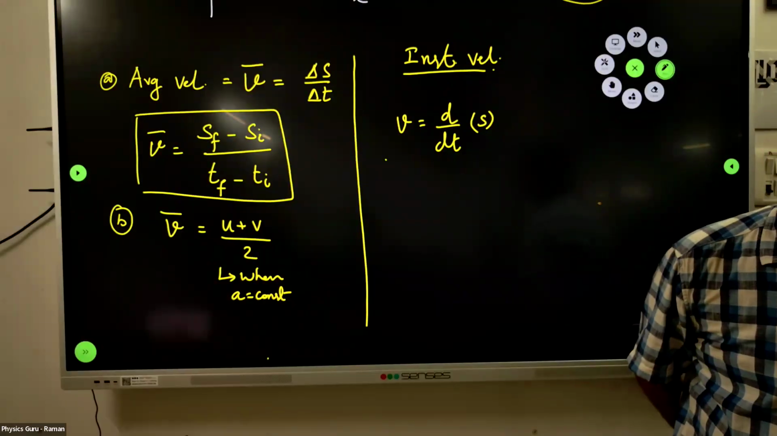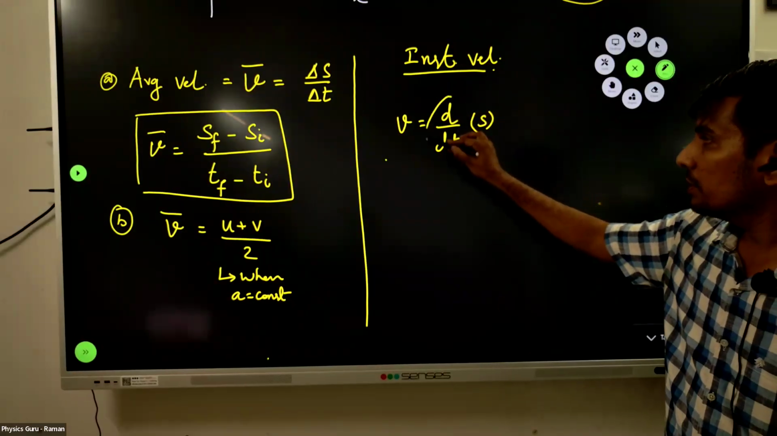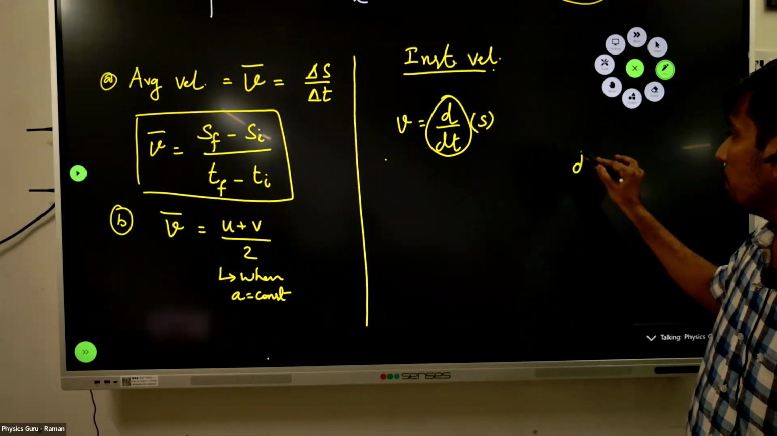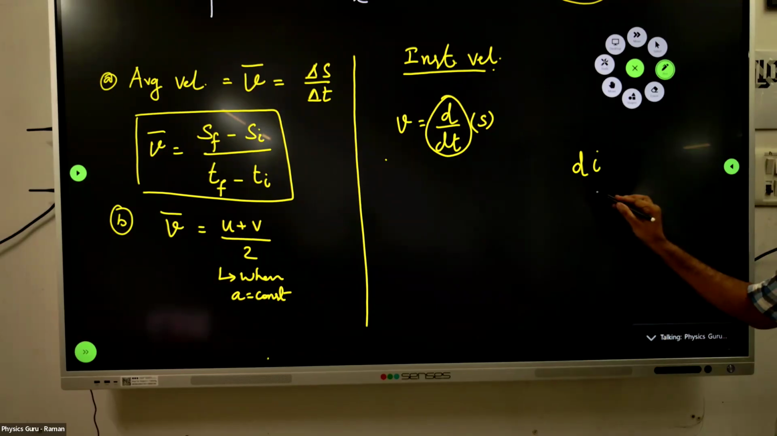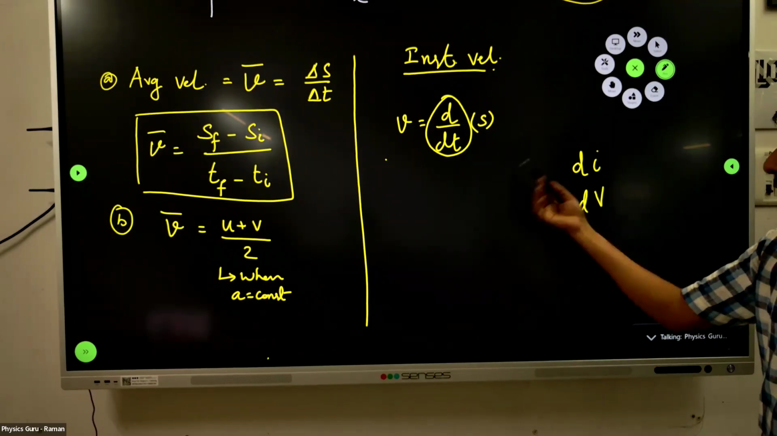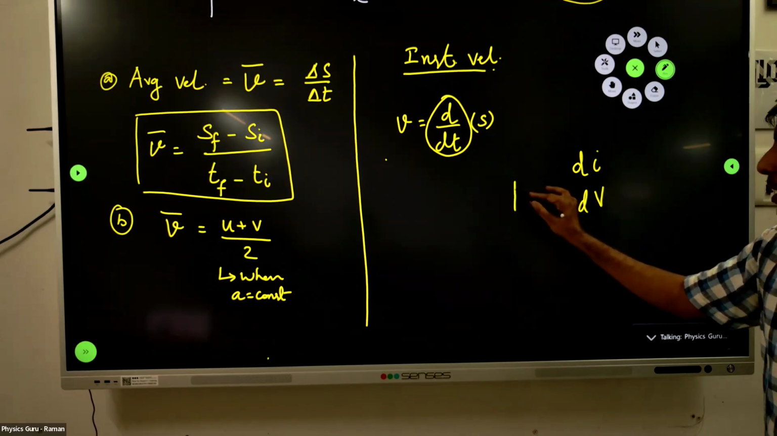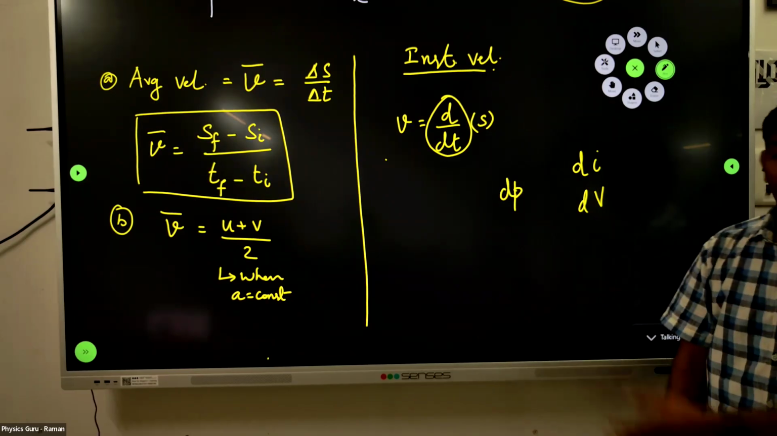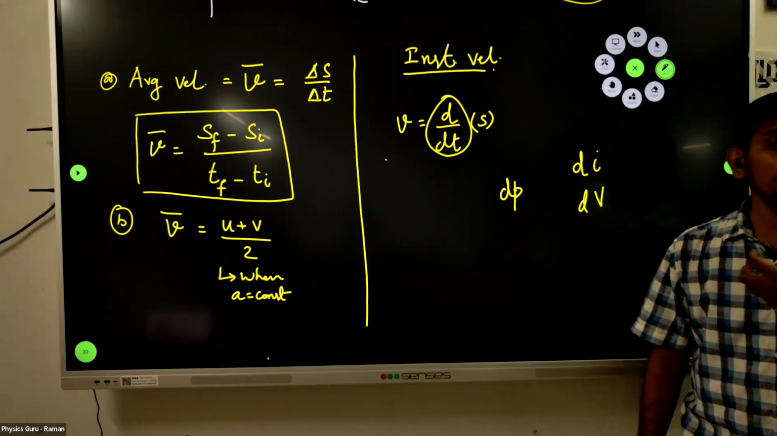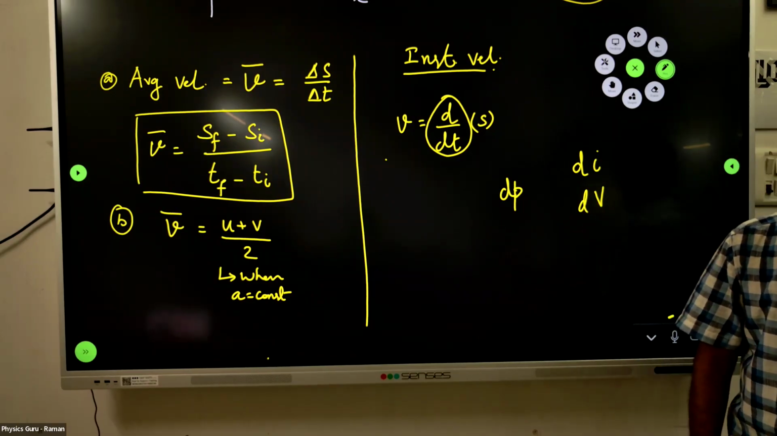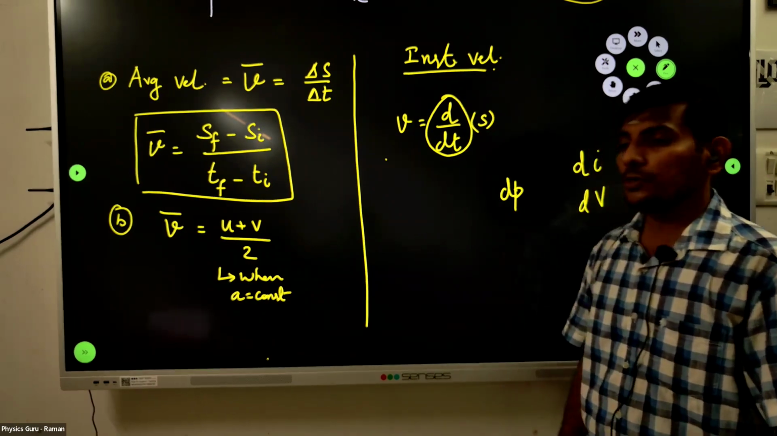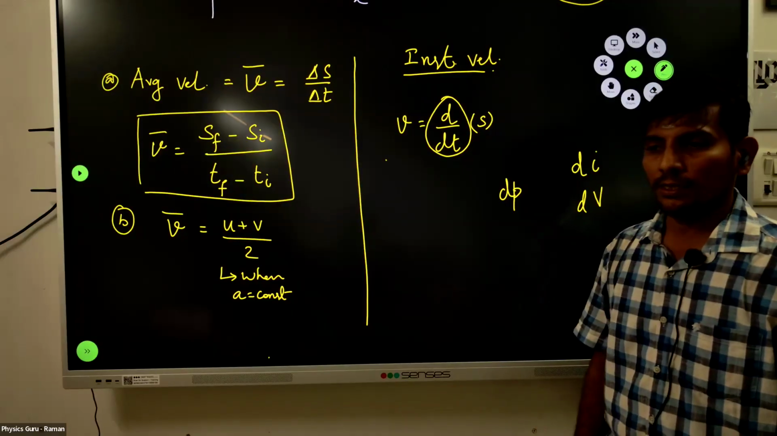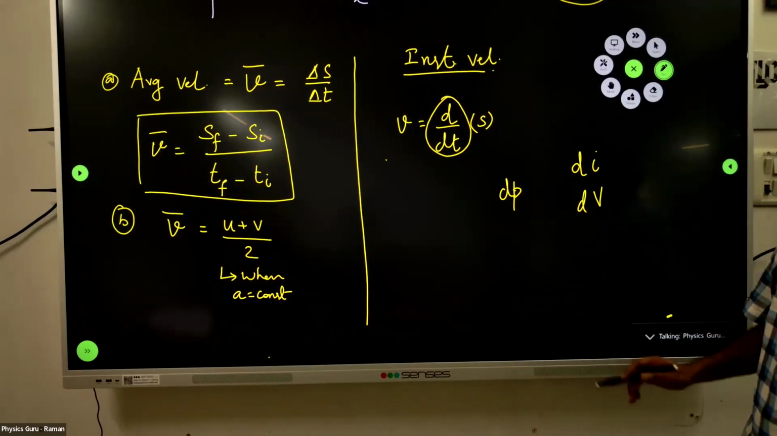Sir, what does the d stand for? d by dt is a function. Whenever you see d in front of any quantity, for example d before current, d before voltage, or d before momentum, you name a quantity, it tells you that this quantity is changing in a continuous manner. This quantity is changing in a continuous manner. I will come back to that part. What continuous change means, I will explain after some time. But today we will cover that part, okay?